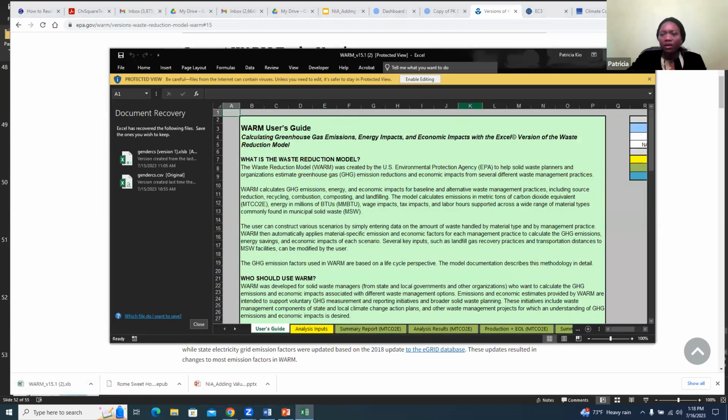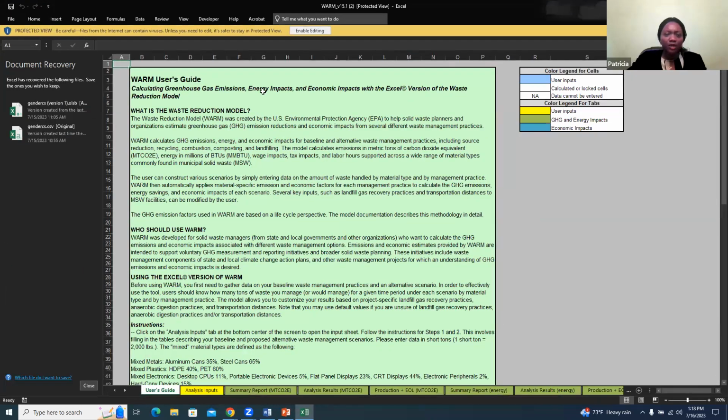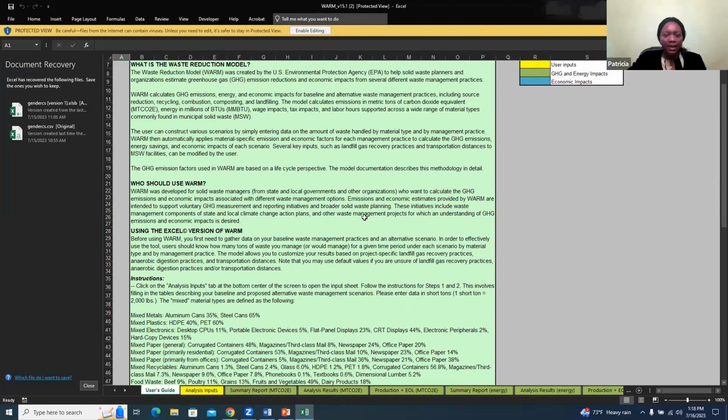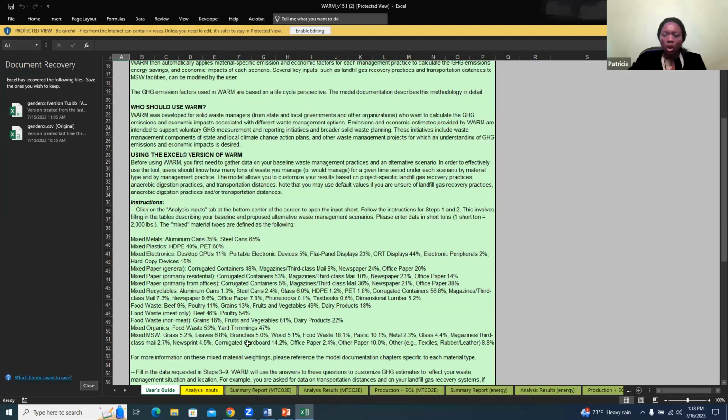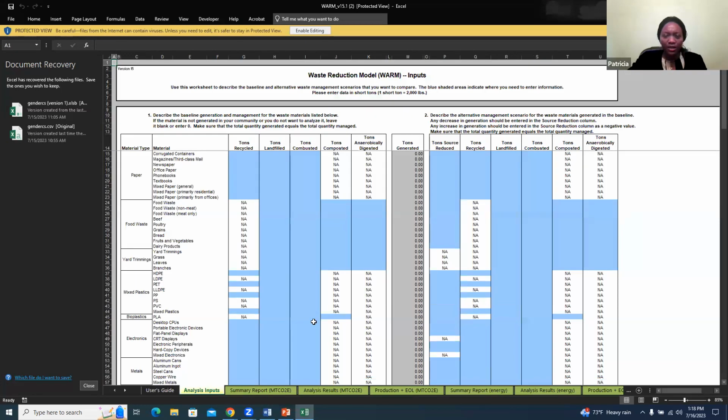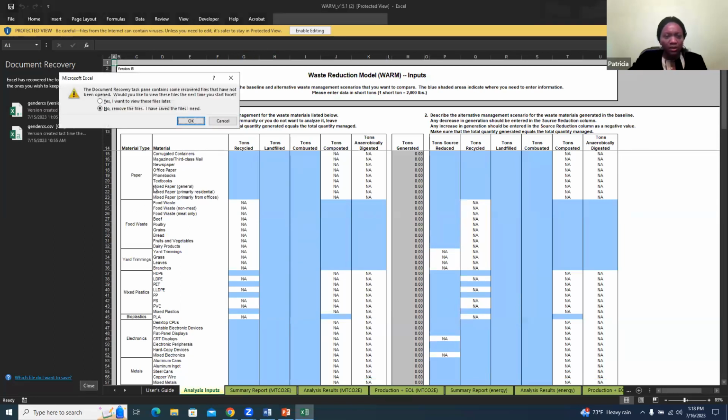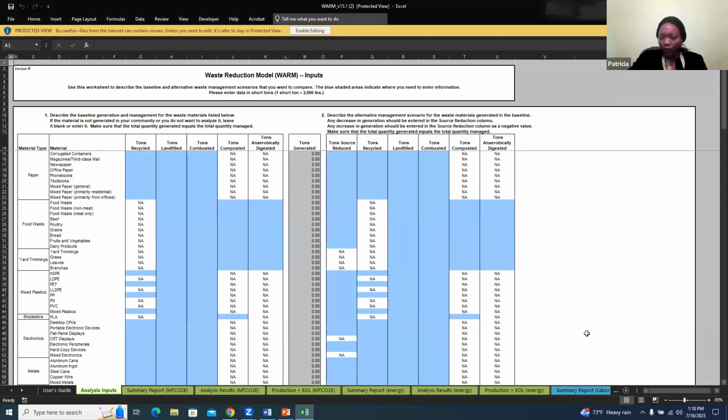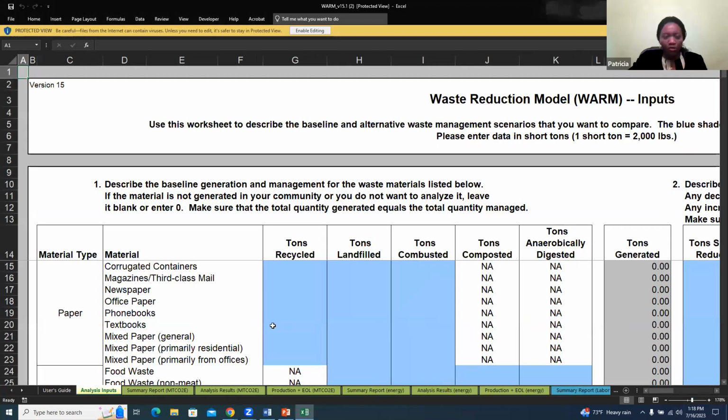And then I'll expand this. So here you can read up what it does, what the waste reduction model is, who should use it, and then the instructions. So it has been prepared for easy use, where we can make our inputs here. We have these 2 tables. If you read up here, you see you describe your baseline generation and management for the waste materials listed below. If the material is not generated in your community or you do not want to analyze it, leave it blank or enter 0.